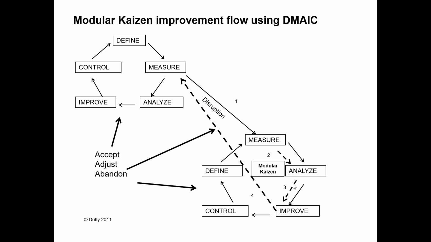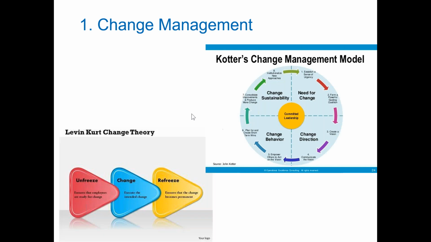If not, if I really need more of an improvement, then I will stay down in the real improvement corrective action process here under the modular Kaizen. When I'm comfortable with that improvement, then I go back up and go into standardization again. And here you'll see the options between accept the issue, adjust it, or abandon it. So it doesn't really matter whether you use PDCA or the DMAIC process.